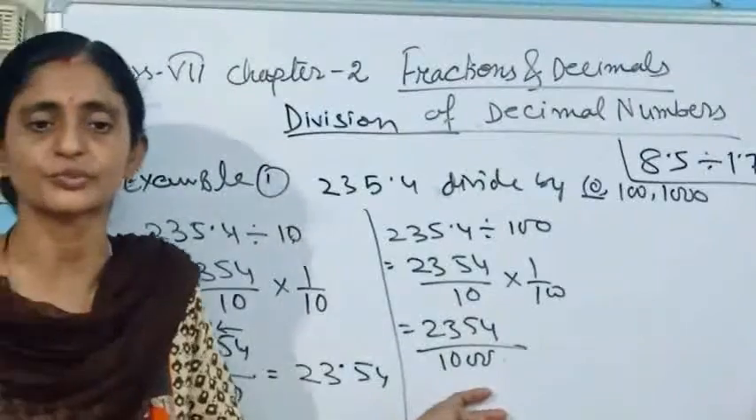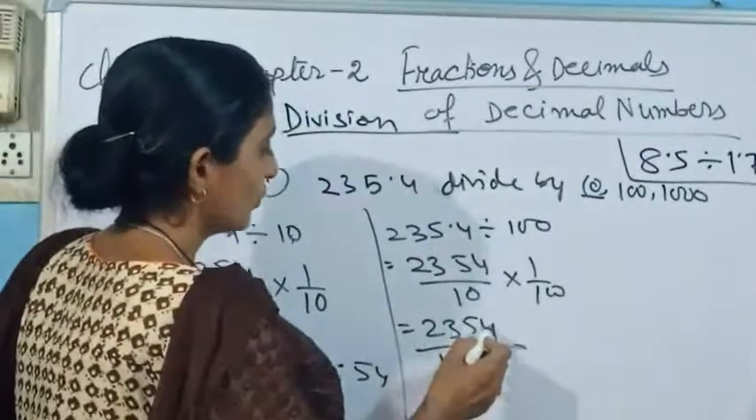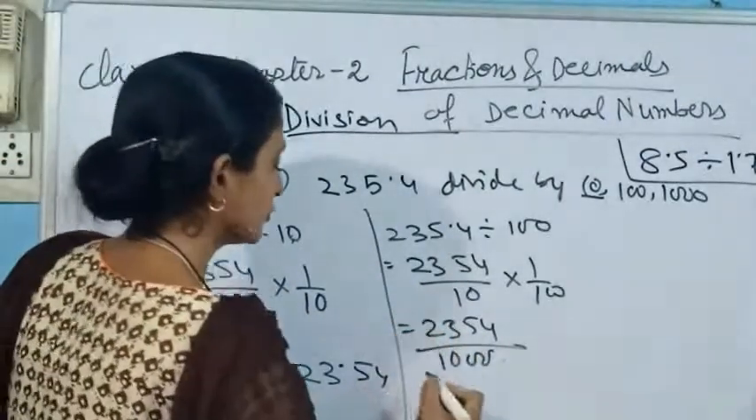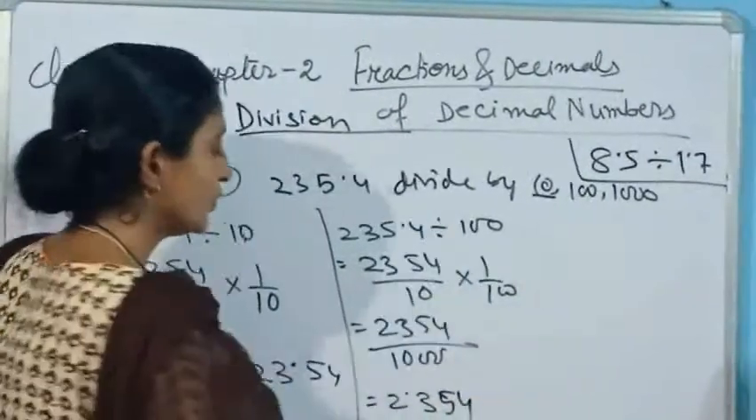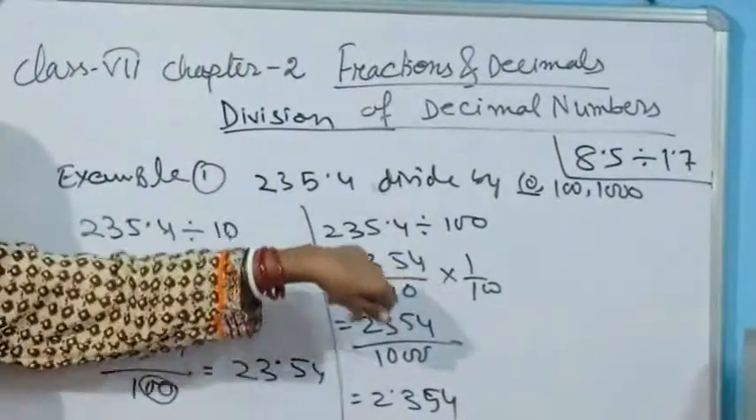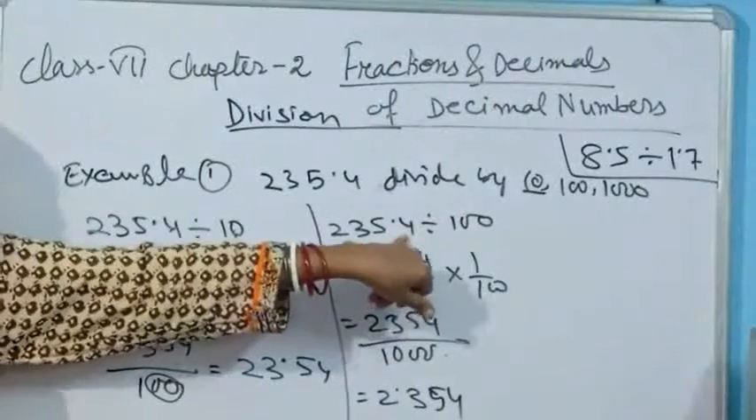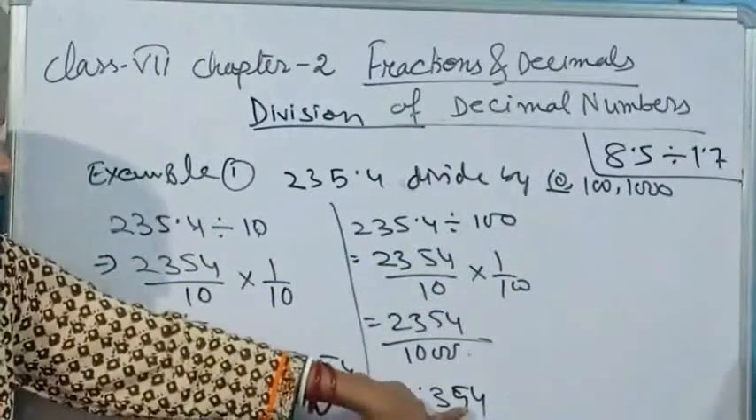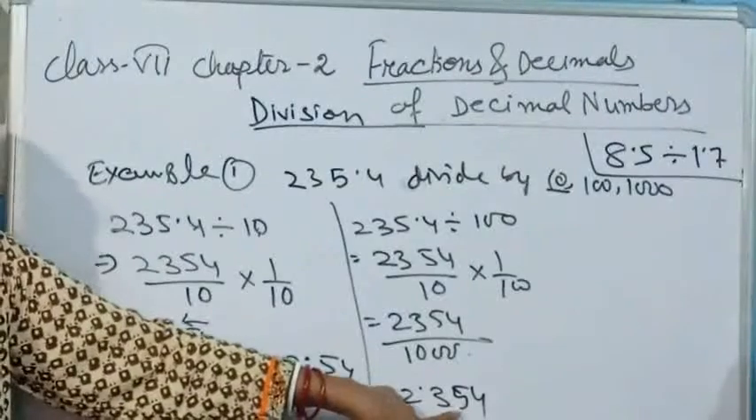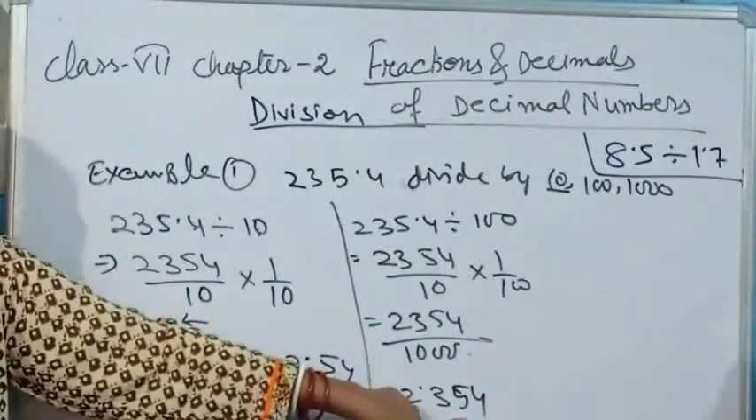We will count the places from the right hand side. So 1, 2, 3 places. So after 3 we will put the decimal, that is 2.354. Here you can see that earlier it was one decimal place, and as it has been divided by another 20, that means 100, the decimal places also increased by 2 places. Here we are getting 3 decimal places in this question.